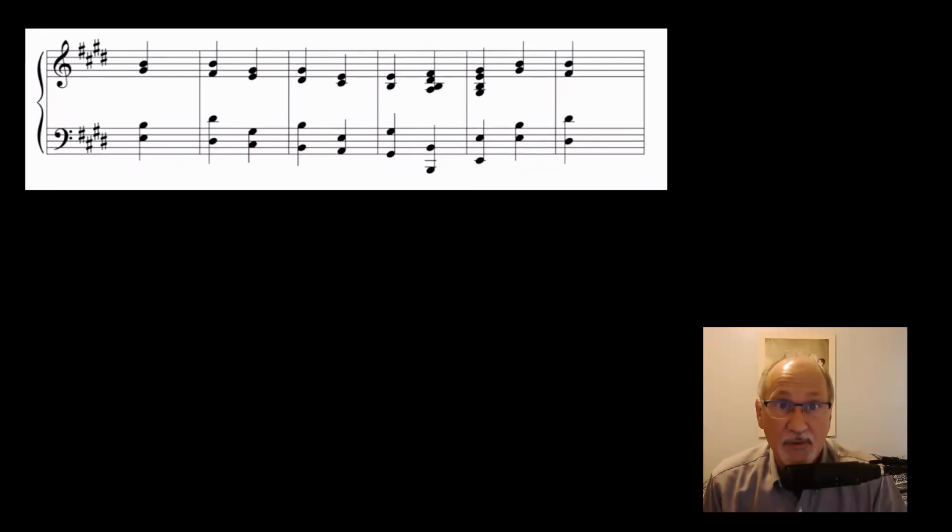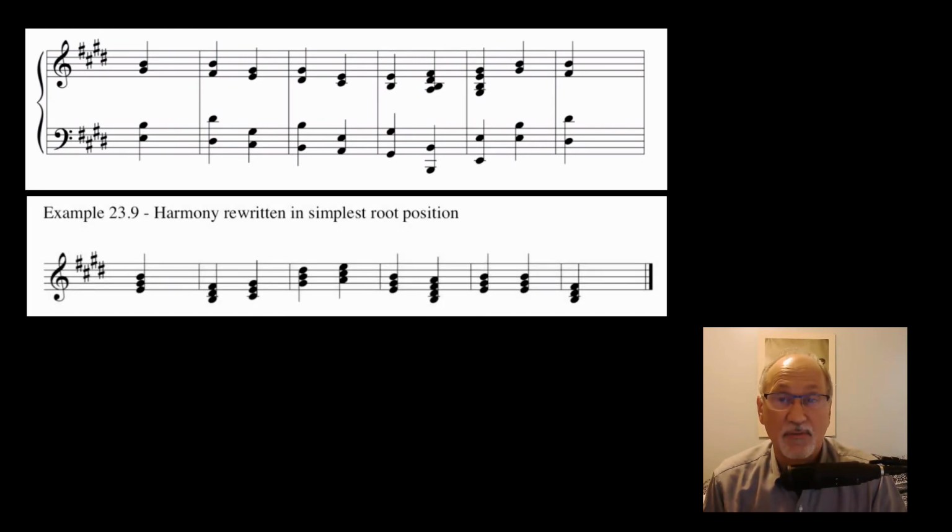So, the first step here is to rewrite each chord in simplest root position. Remember, that is when you build a chord all in thirds with the notes as close together as they can be.